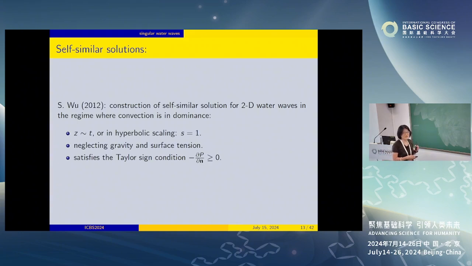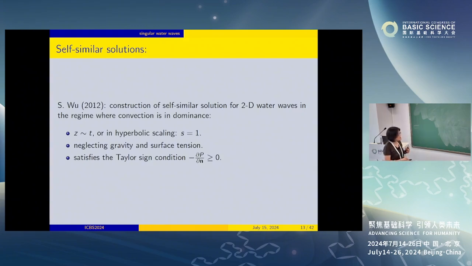But in fact, in the water wave equation, if there's gravity, the gravity is dominant, and you cannot use this scaling. So we have to remove the gravity. If the surface tension is there, this scaling also fails. So we have to neglect both gravity and surface tension. So this is really a very idealized equation. And we just ask, what will we get?